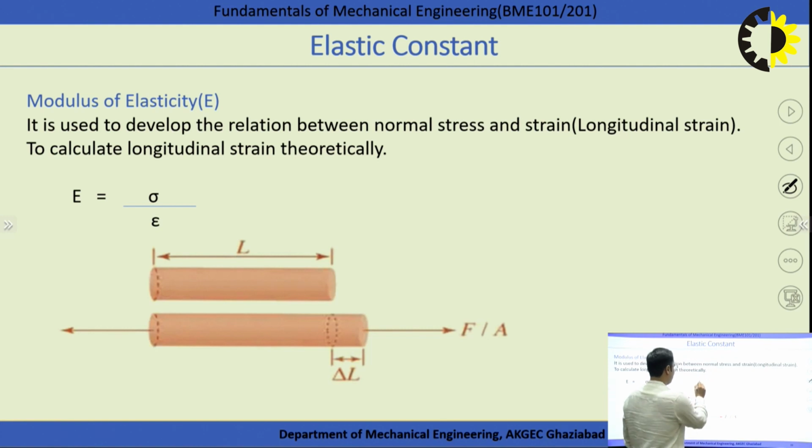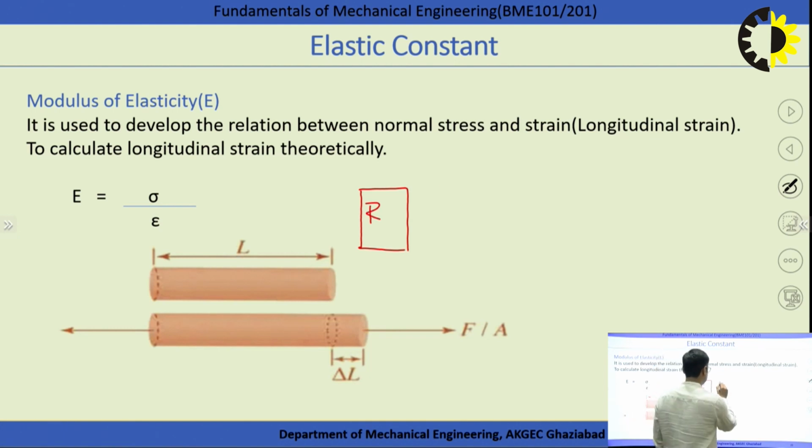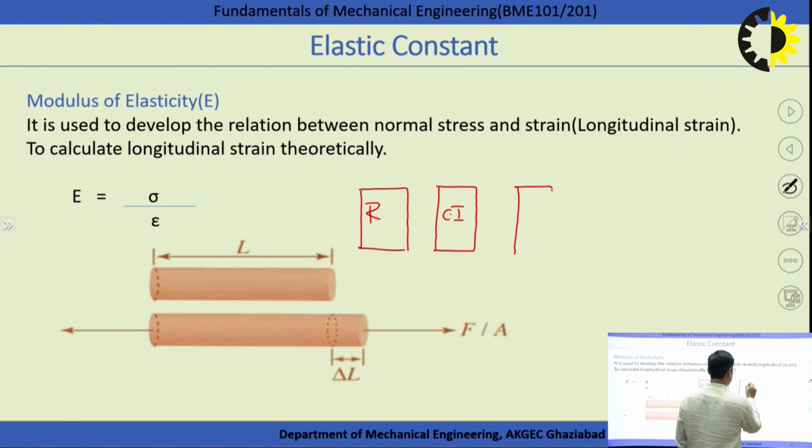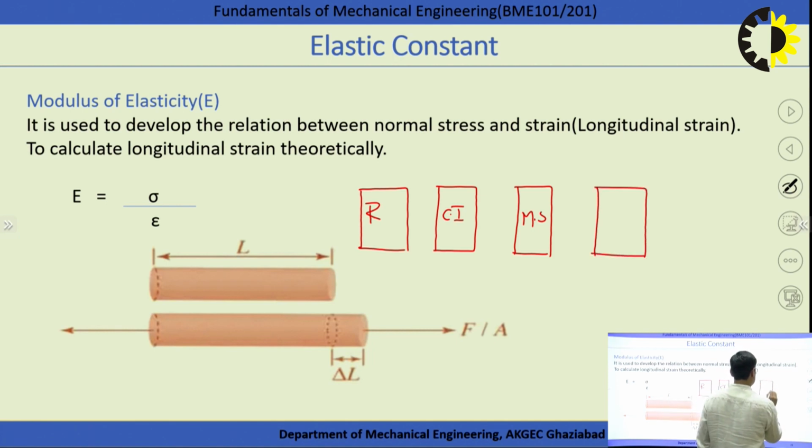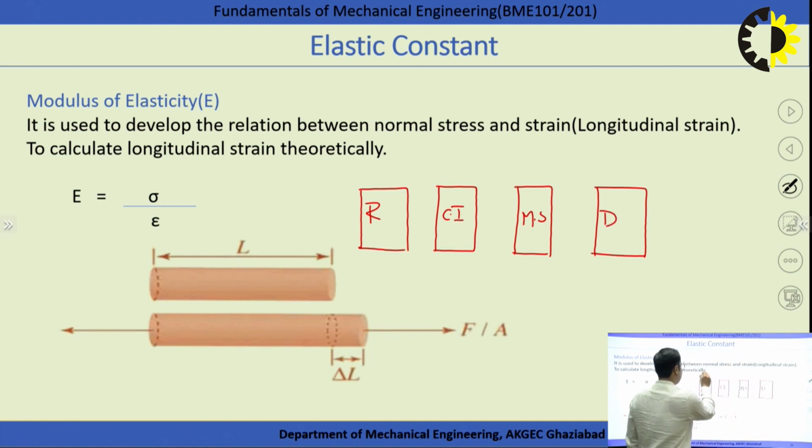So the example is simple. We have 4 different materials. One is made of rubber. I am representing rubber by R. Another is made of cast iron. Third is made of mild steel. And the fourth one is made of diamond. I am representing diamond with D. And we are applying the normal load, and the normal load is a tensile load. Suppose here acting is PA. Here acting is PV.